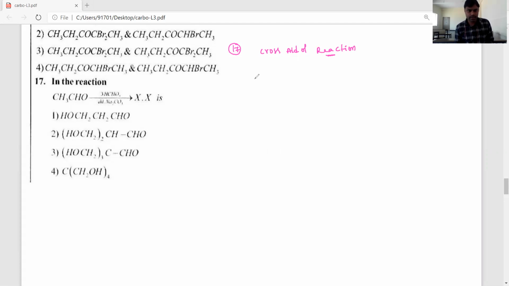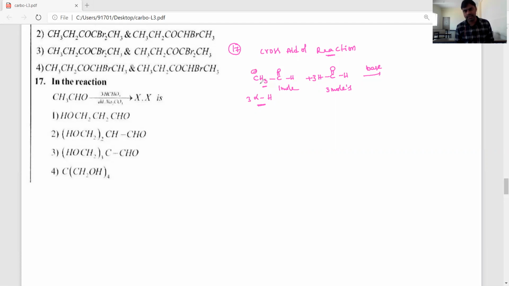Okay, students, let's see. CH3CHO reacts with formaldehyde HCHO in the presence of base. This base removes the alpha hydrogens. How many alpha hydrogens are present? Three alpha hydrogens are present, and it is 1 mole reacting with 3 moles. So that's why here we need to take 3.